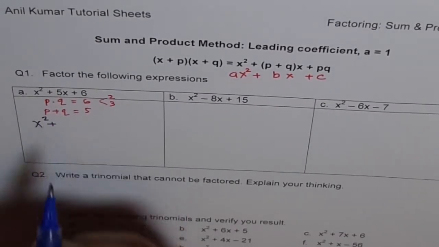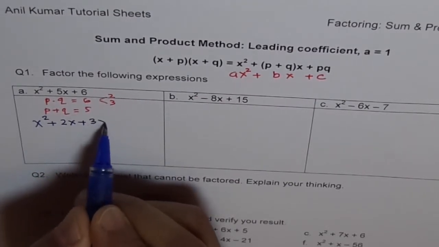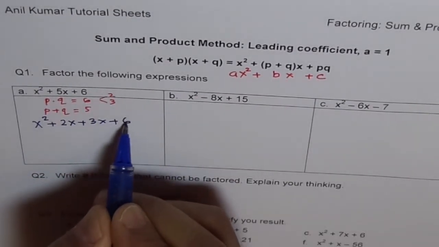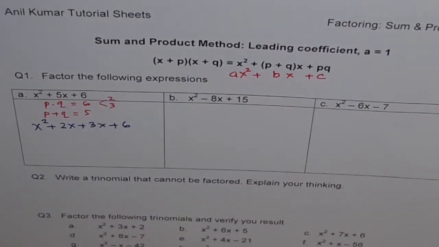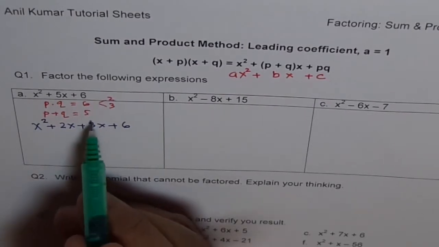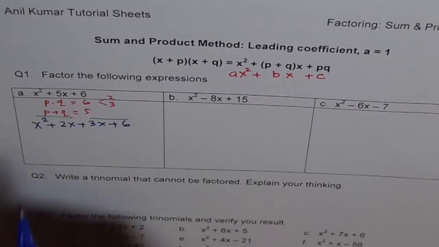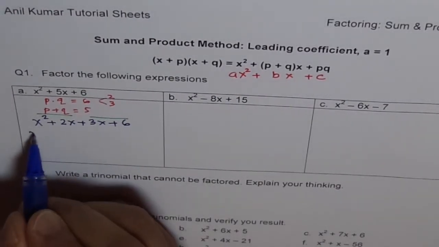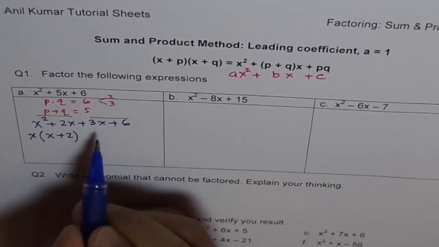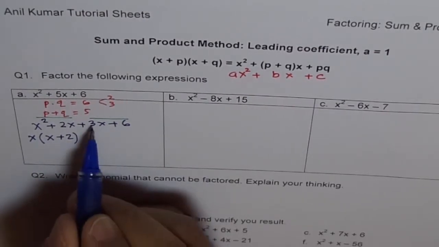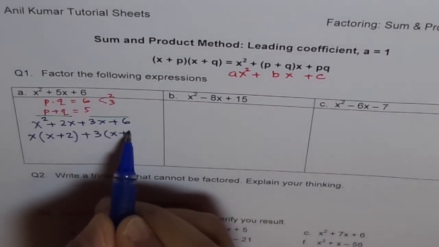x squared plus 2x plus 3x plus 6. Once we do that, we can factor out common factors like this. Combine these two terms. In the first set, we have x as a common factor. I can write this as x times (x plus 2). And here, what is the common factor? 3. So this will be 3 times (x plus 2).